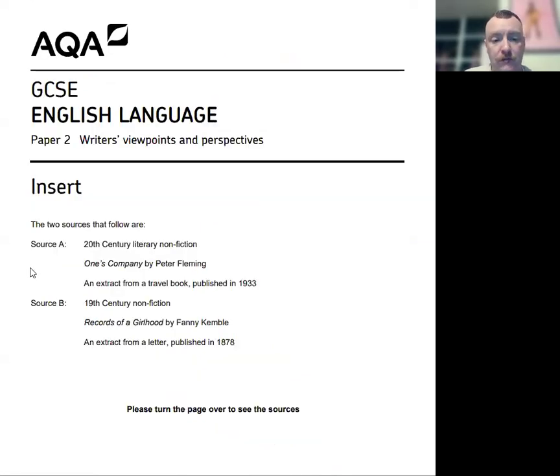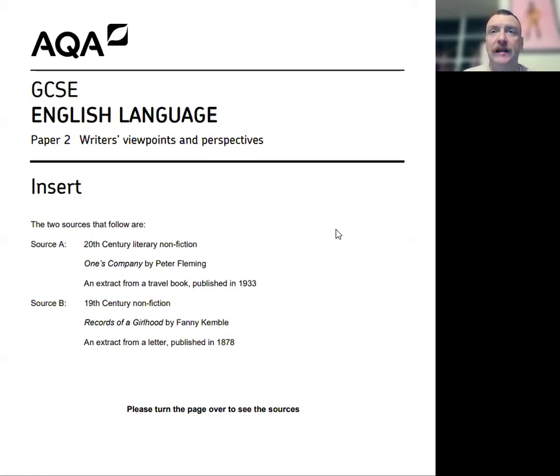With paper 2, we've got 2 sources. One is 20th century, one is 19th century. So what we would expect from that is that the language style is going to be slightly different. It's going to be slightly older. Certainly with 1933 publication of One's Company, even older still, Records of a Girlhood, published in 1878, we're going to perhaps come across some rather antiquated vocabulary.